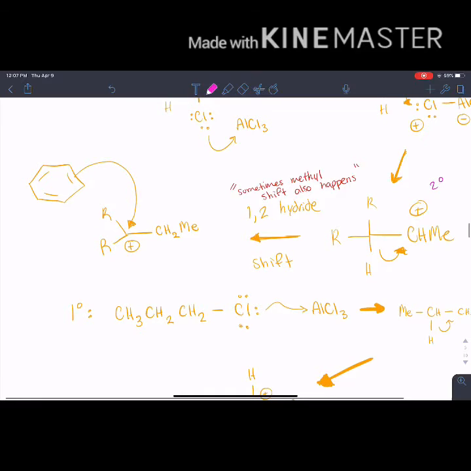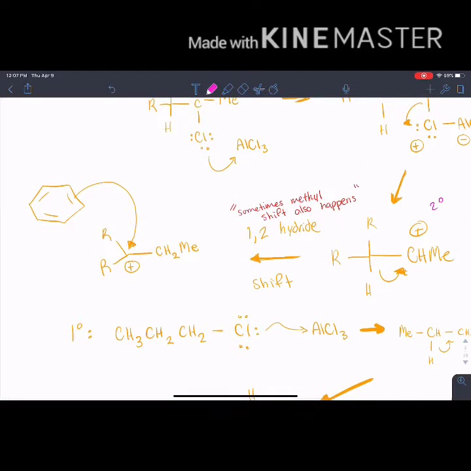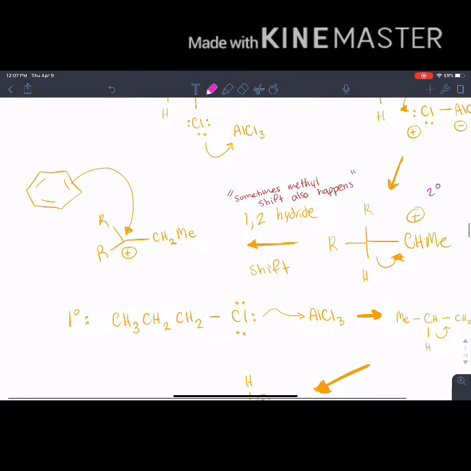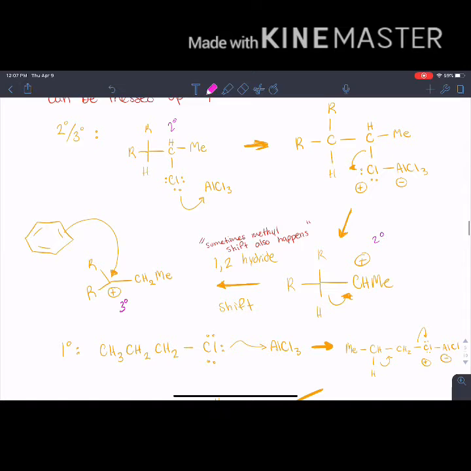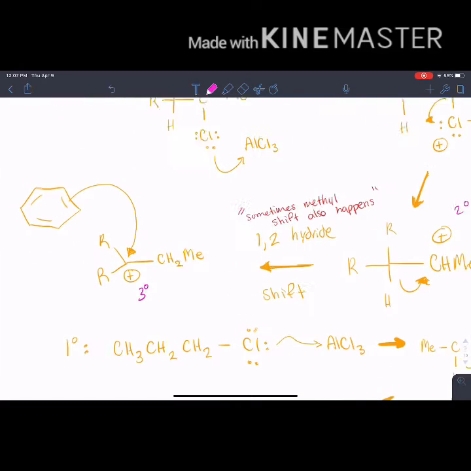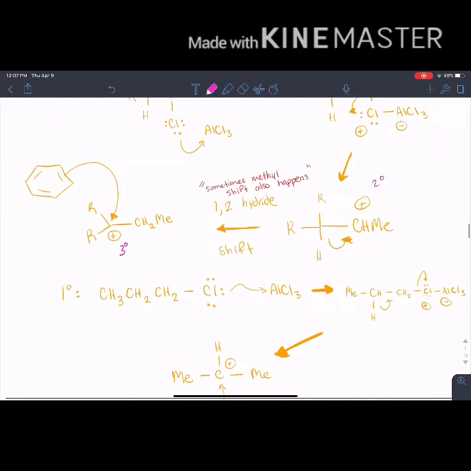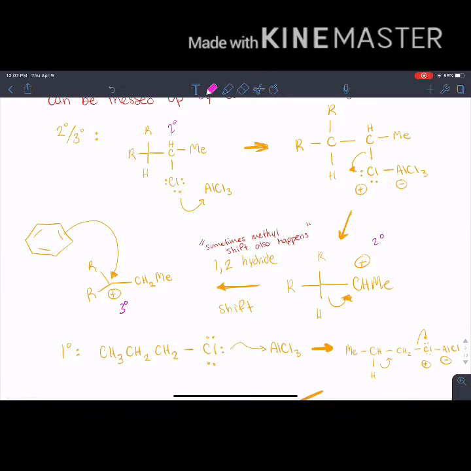By the way, methyl shifts might also work, so you have to watch out for those too. But in this case, a hydride shift would result in a tertiary carbocation. So even though you use the right reagents, that carbocation rearrangement can throw off the whole synthesis. This would result in a different product, so you've got to watch out for that. You've got to take that into account when you're doing Friedel-Crafts alkylation.